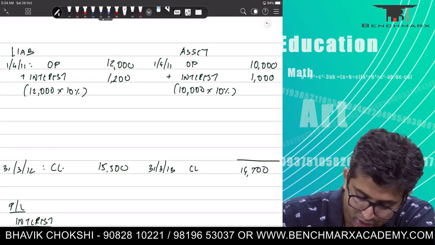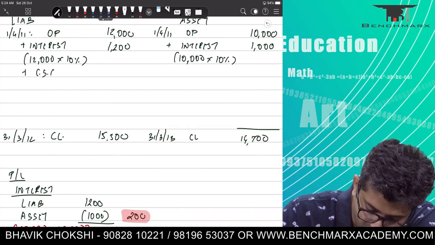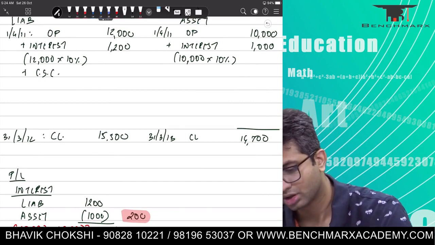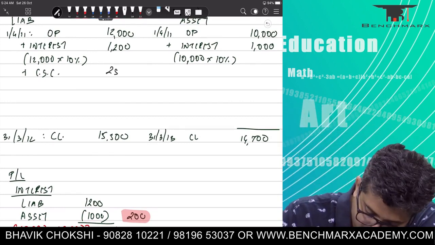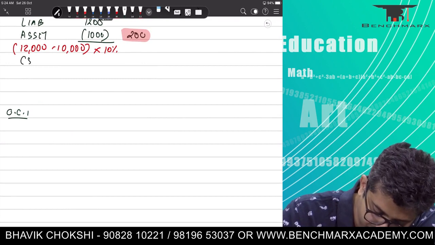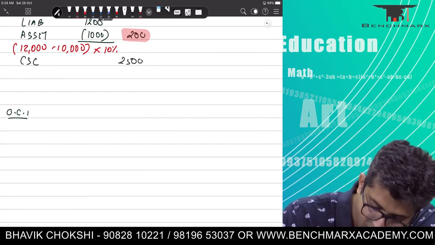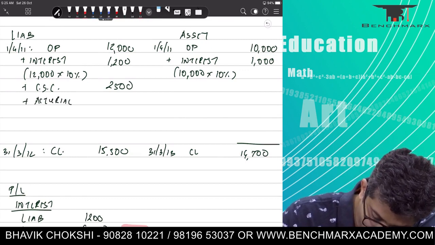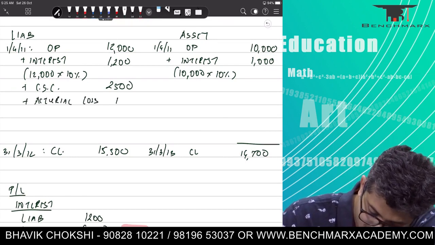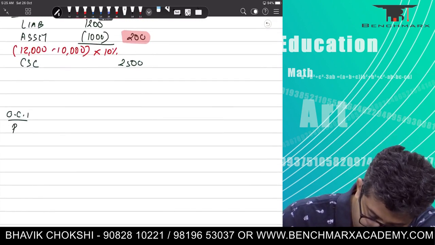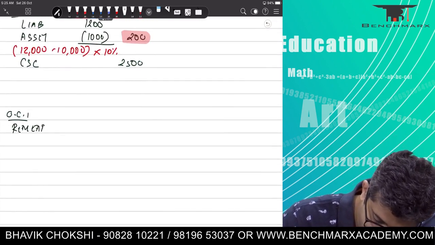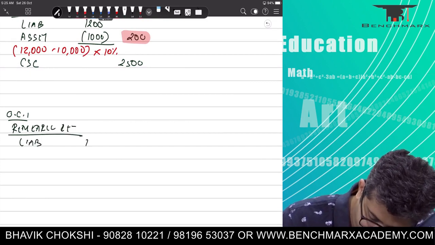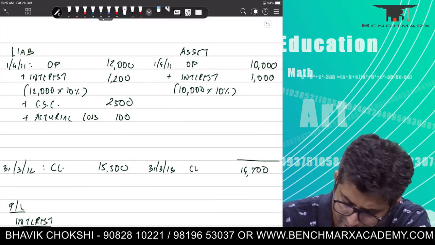Then we'll see why the liability should change. Well, it will change due to the current service cost, which is given in the question as 2,500. The effect for this will go in the profit and loss account. Nothing goes into the OCI, 2,500. Apart from that, the liability changes due to an actuarial loss. Does the actuarial loss go to the P&L? No, it goes to the OCI. So this is a remeasurement item. This is on the liability. It's a loss and hence that is increasing the liability.